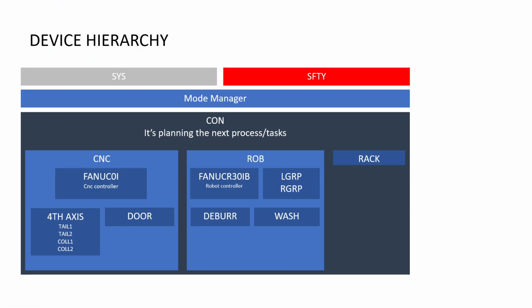So at the very top level of our hierarchy, we have the system level device and the safety level device, and basically they just sit at the top. Really, everything is primarily governed by the safety. If you think about it, the operability of a machine is highly dependent on whether the e-stop circuit is healthy or not. So that's why we put the safety and the system at the top. And then directly under, we have the mode manager.